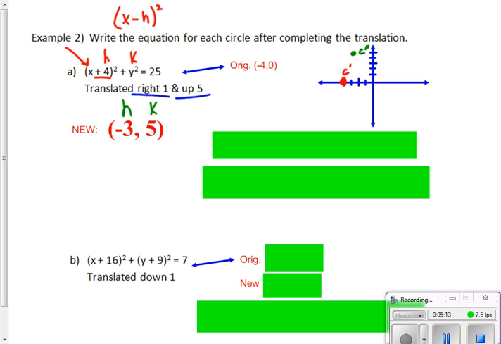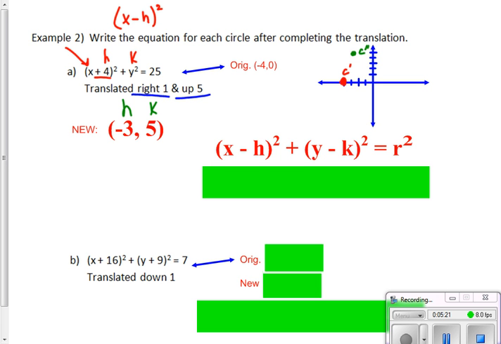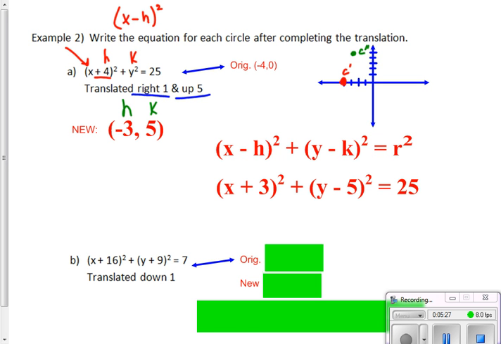In order to write the equation of the new circle, you're going to use the new h and k values, that new center point. So we'll start off by writing out the equation, substituting in our new h and k values, and we have x plus 3 squared plus y minus 5 squared equals 25. The reason why we're using 25 is that it did not change from up here. That is already the r squared value.